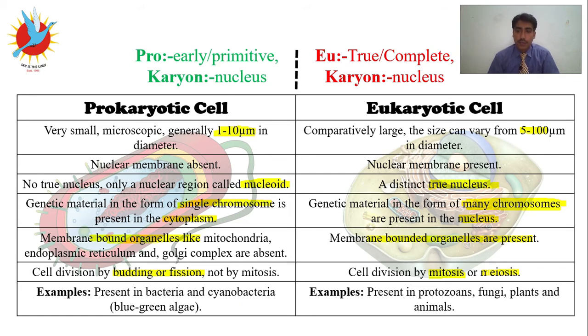We will discuss in the higher classes the difference between mitosis and meiosis. Examples of prokaryotic cells are bacteria and cyanobacteria. These are primitive organisms, so they have the prokaryotic cell within them. Eukaryotic cells are present inside the protozoans, advanced protozoans, fungi, plants, and animals. So these are the cells that remain present inside the body of modern or advanced organisms, you can say.